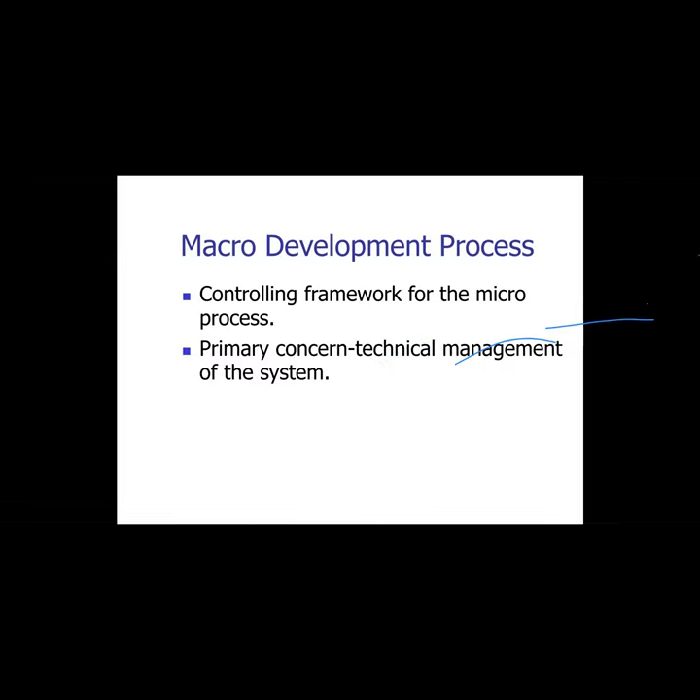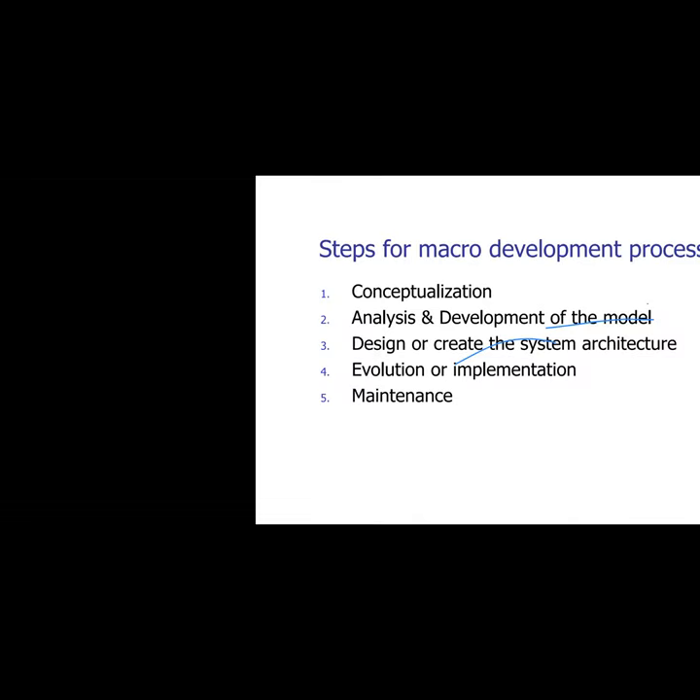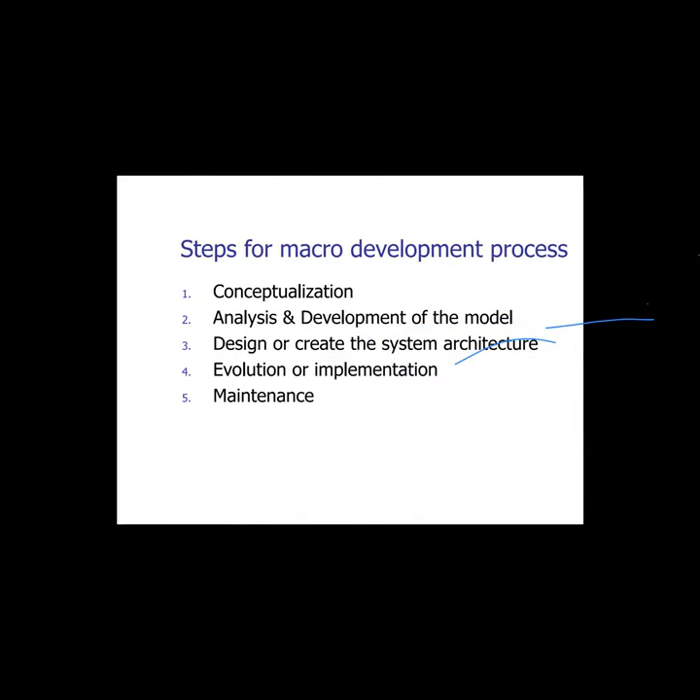It means controlling the framework for the micro process. If some process is going on, what are the internal micro processes? Through constraints and various other conditions, the micro processes are controlled. The primary concern is the technical management of the system. So the overall technical management is controlled by the development process. In the development process, what we focus on is conceptualization, analysis and development of the model, design or creation of the system architecture, evolution or implementation, and maintenance, the same steps.